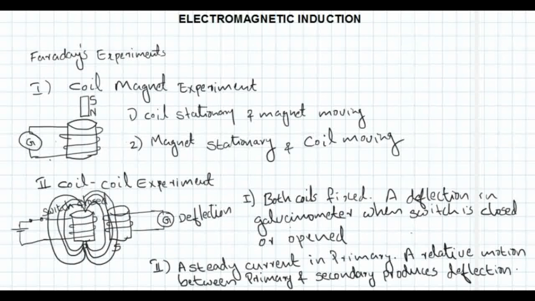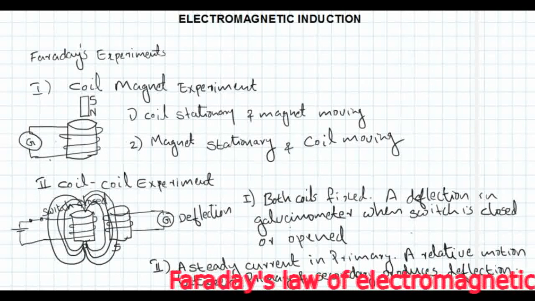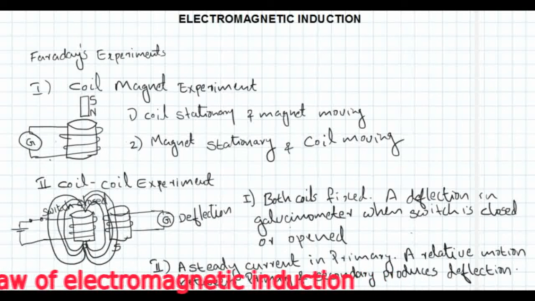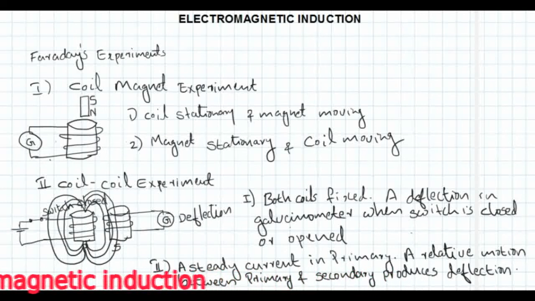This way we can produce a current, or induce a current, in the secondary. We can induce a current in the coil, so it is called induced current. Why? Because there is no physical contact between the bar magnet and the coil, right? So the bar magnet will simply induce the coil to produce a current. That is why it is called induced current.